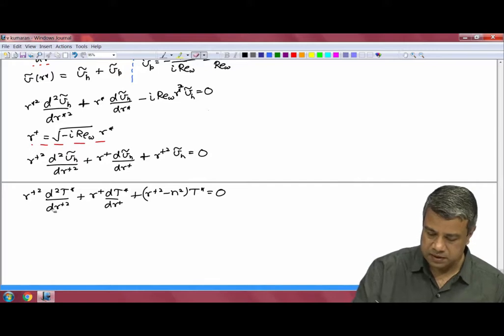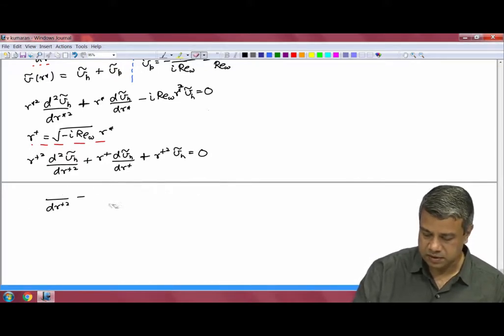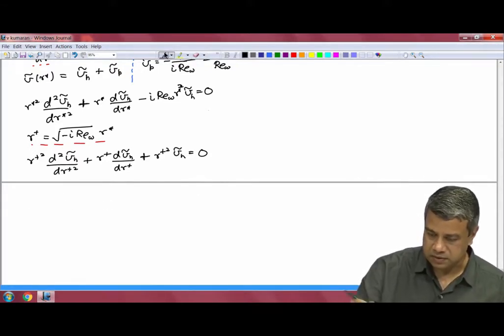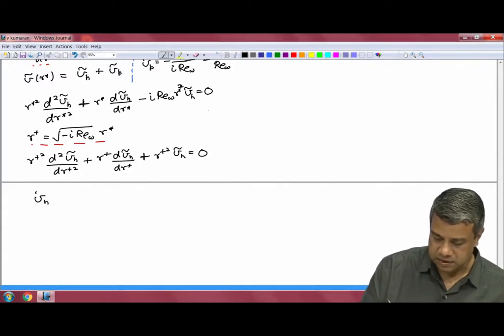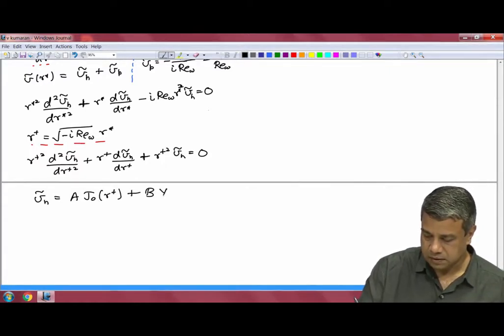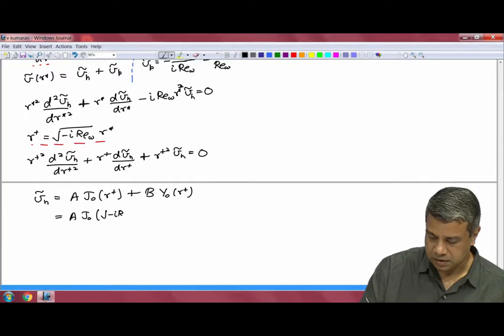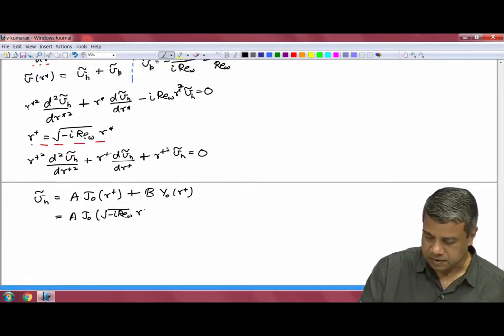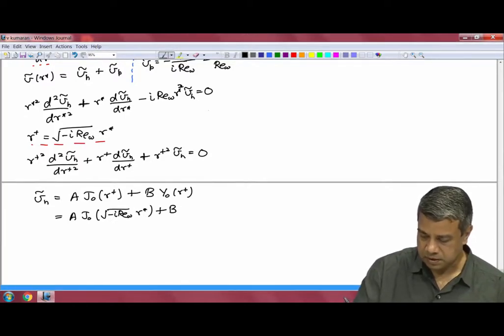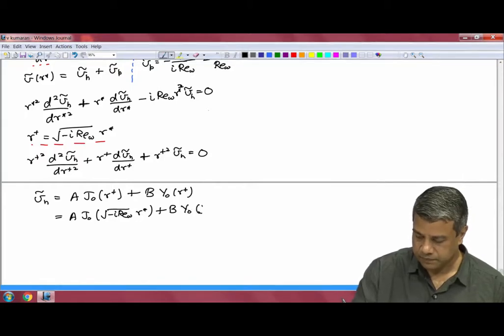Which means that the solutions are the same as the solutions for that equation with n is equal to 0. Okay. So, the solutions for the homogeneous part are A j naught of r plus plus B y naught of r plus. Okay. A j naught of root of minus I r e omega times r star plus B y naught of root of minus I r e omega into r star.